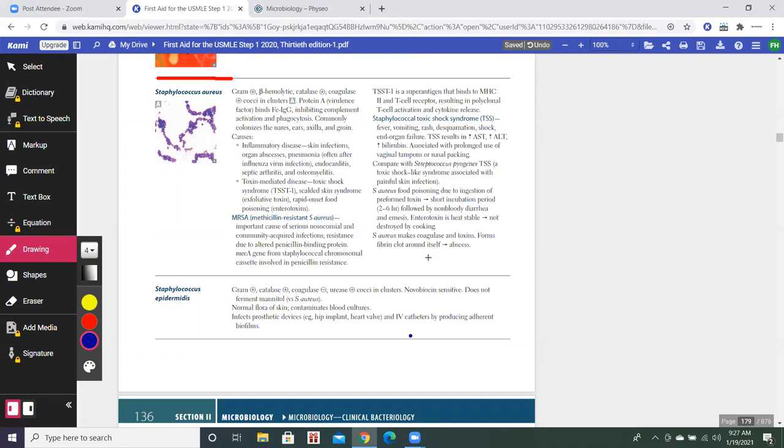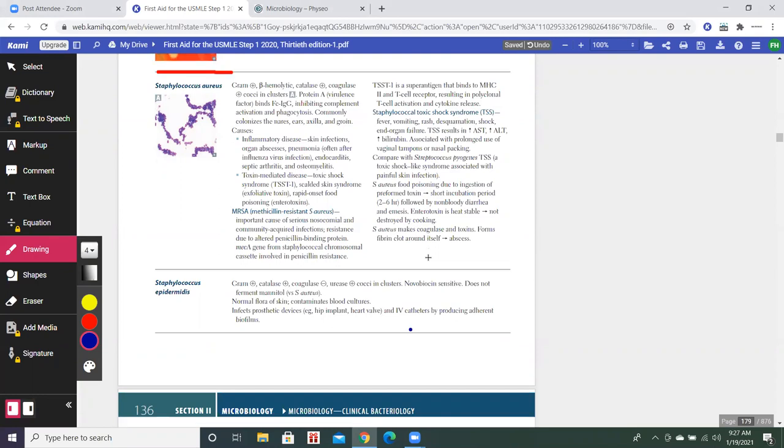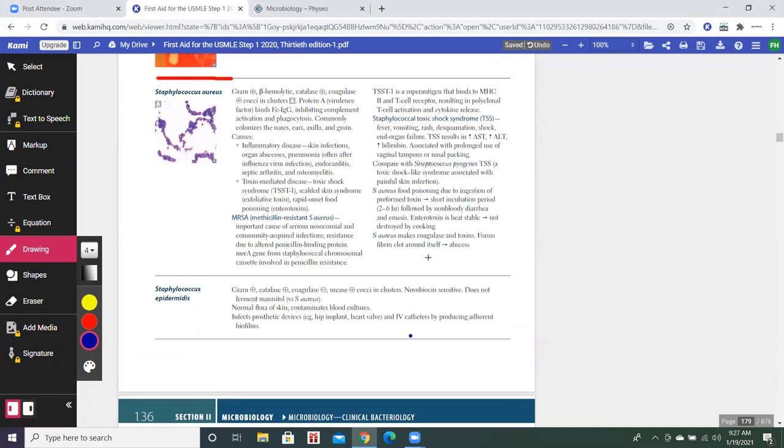Very good. What about bacitracin sensitivity? Group B is resistant, group A is sensitive. Okay. Then what about novobiocin sensitivity?